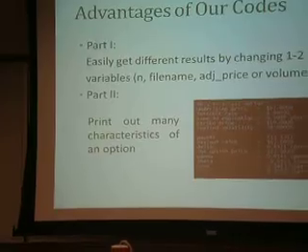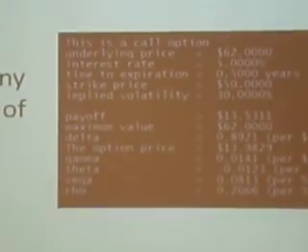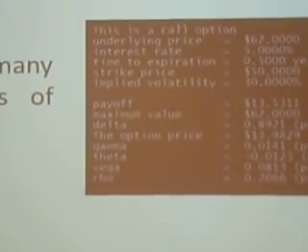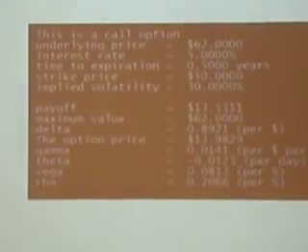So when we solved our code difficulties, we got our code, and the advantage of the code is, first, generalization. We can easily get different results by changing one or two variables, such as constant int n, the file name, or other variables.